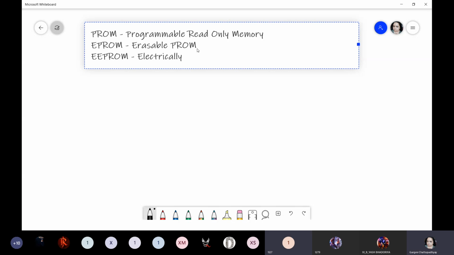Yes, I think only one student is there in the class who is answering all the questions. Electrically erasable programmable read-only memory.